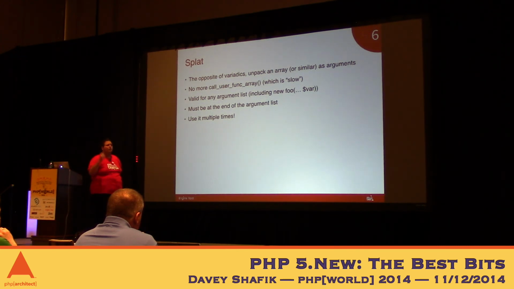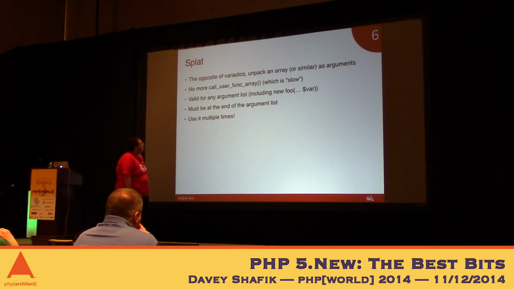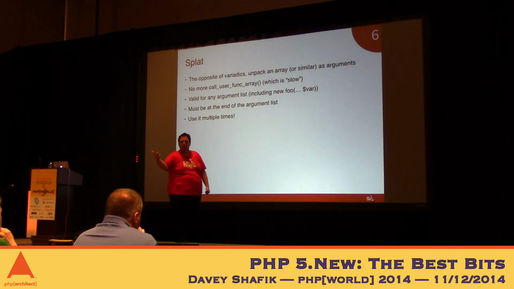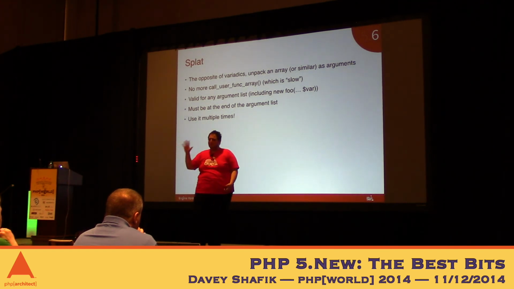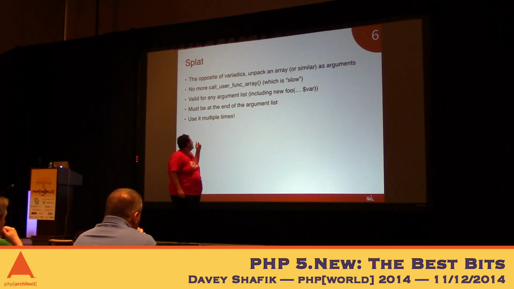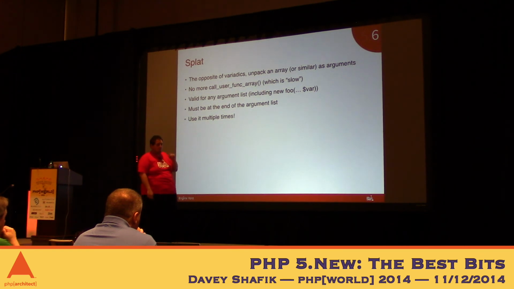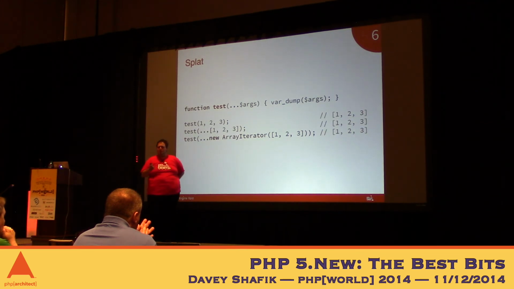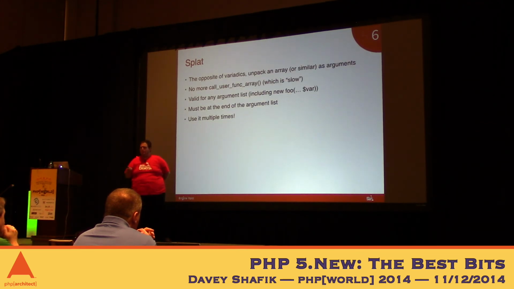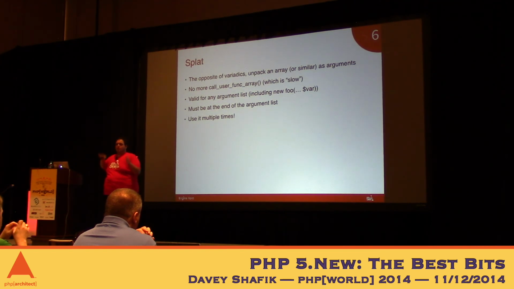No more call_user_func_array, which is really slow, whereas this is not. It's also valid for any argument list. So constructors, built-in functions, userland functions, doesn't matter. You can use it anywhere. It's great. You can also use it multiple times, but there's a caveat to that as well. It must be at the end of the argument list. When the RFC originally went up, you could actually put it anywhere in the argument list, and they changed that because you wouldn't know necessarily what was being passed in, and then your last defined arguments, you didn't know what the hell they were going to contain.